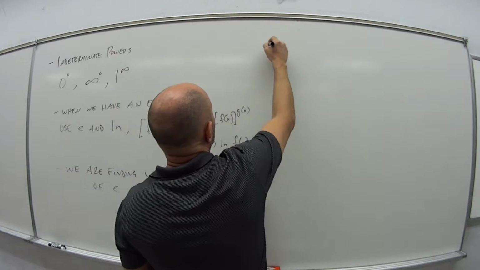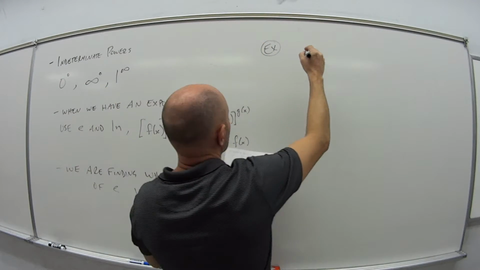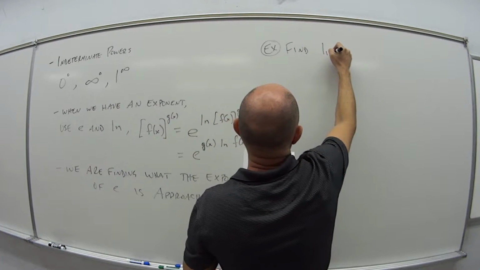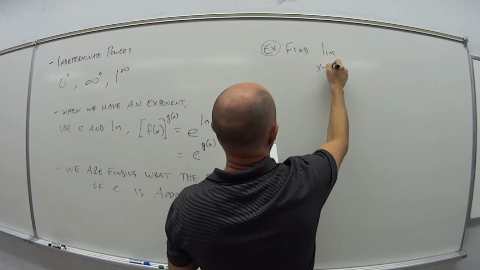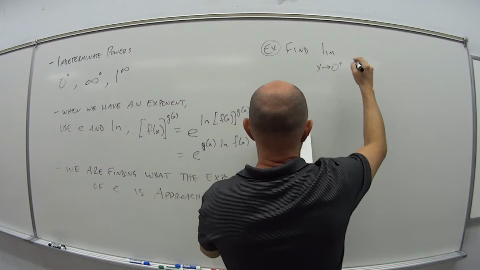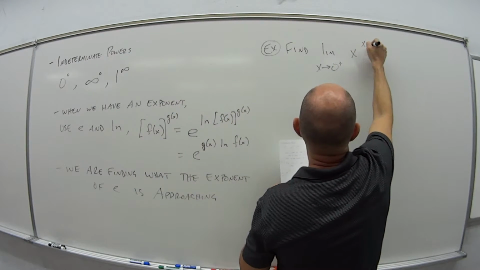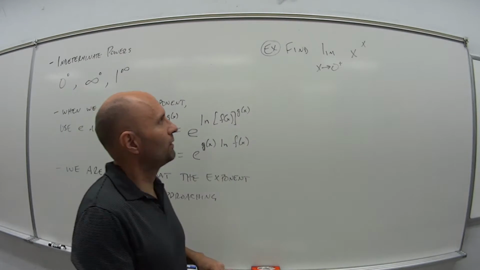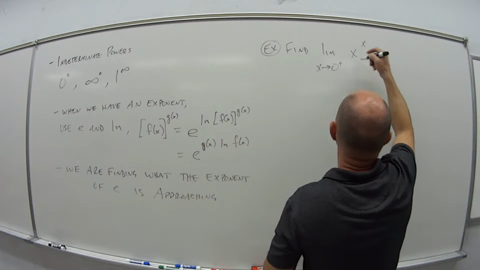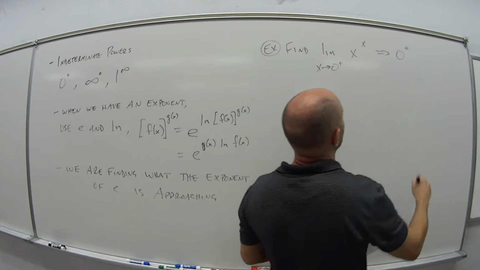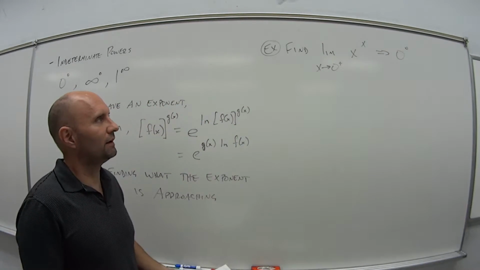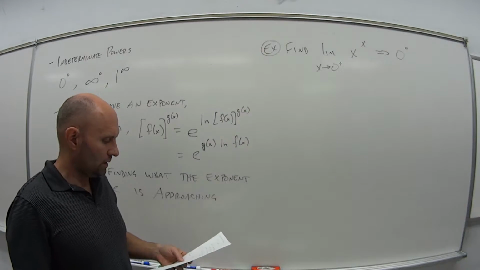So let's look at the following example. We want to find the limit as x approaches 0 from the right side of x to the x power. If I plug in 0, what do I get? I get 0 to the 0 power, which doesn't really tell us anything.